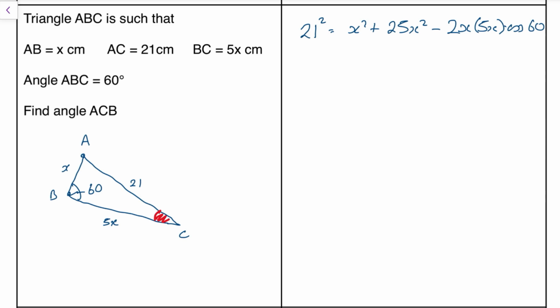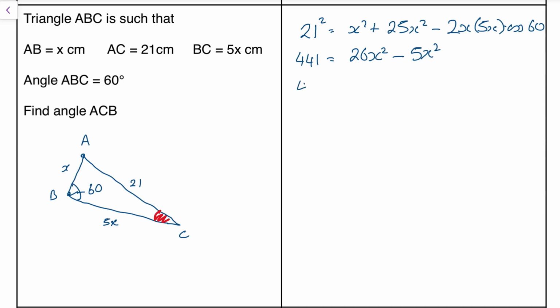So 21 squared is 441, I think it is, but let's check it. So 21 times 21 is 441. So 441 is equal to 26x squared minus, well, 2 times cos 60 cancels out because it's a half and 2. So it's minus 5x squared. So in other words, oh, that's good. Okay, my x falls out quite easily. I was worried about how I was going to get the x.